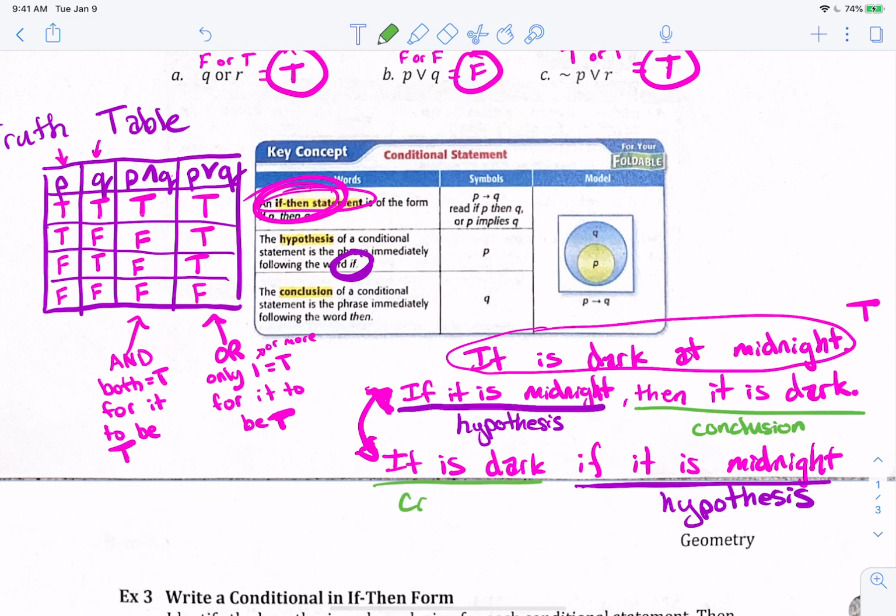They just wrote it in a weird way. So the if part is always the hypothesis part, which means that if it comes second, it's still the hypothesis. The conclusion is just said first. So don't get that confused. If they switch it around on you, it's still the if part that's the hypothesis. Make sense?